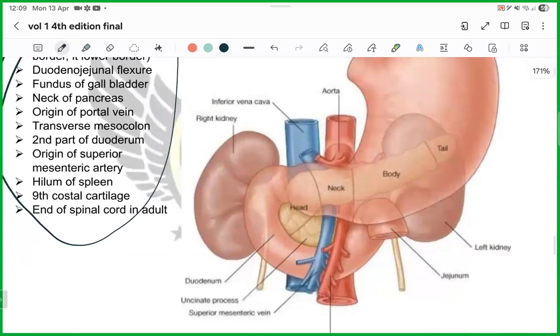So in front of L1, we will have the aorta, inferior vena cava. Okay. Then we will have the pancreas.